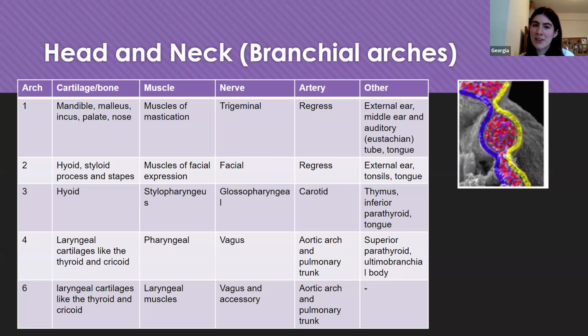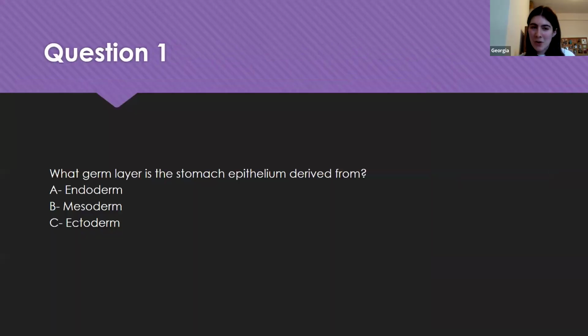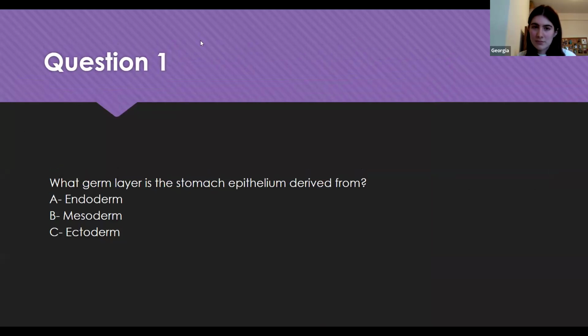Okay, that's all of the information to cover. I appreciate it was quite quick, but I have a few questions coming up, and you could just say the answer out loud or put it in the chat if you feel more comfortable doing that. Okay, just to check if you have taken anything away. So question 1 is, what germ layer is the stomach epithelium derived from? If you can't remember, that's also okay.